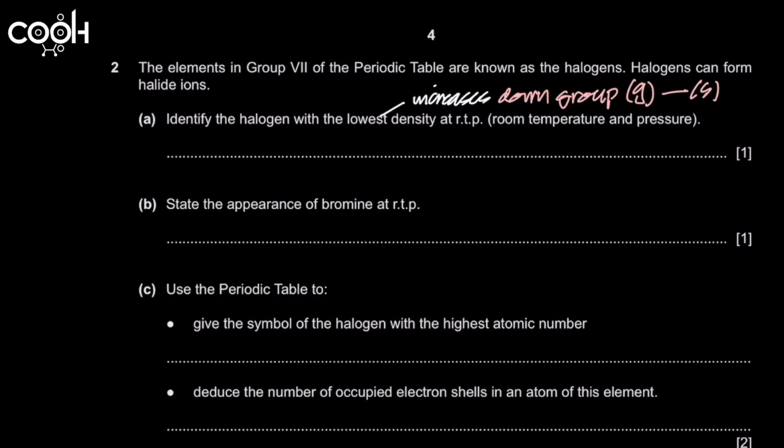And why does it increase? That's not in your course, it's because of increased van der Waals forces or intermolecular forces of attraction, but who cares, right? So it says, which one would have the lowest density? Obviously, the element which would be at the top of group 7, which is essentially your fluorine.